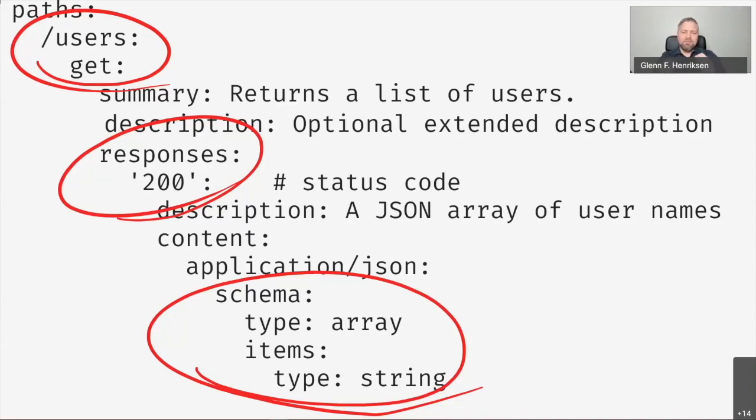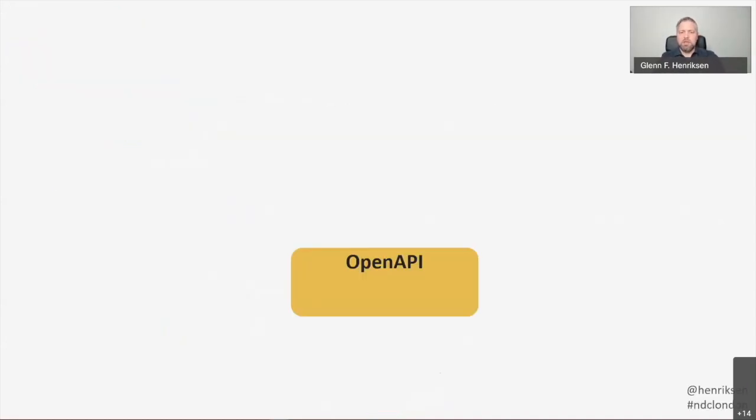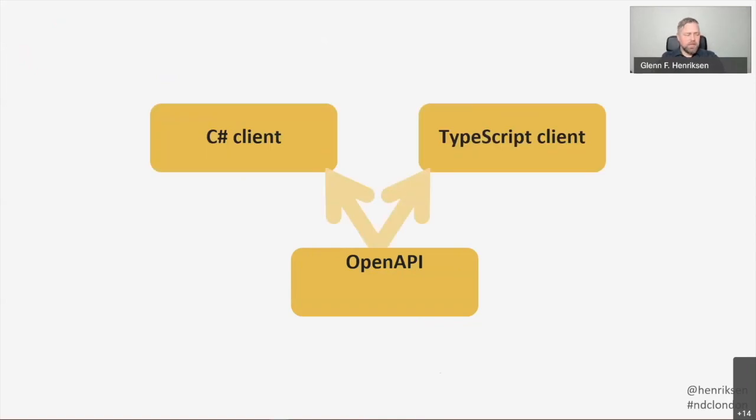That information is enough to generate clients. There can be a lot more information in here that will enable you to generate more, but you can consume that description file from various tools and automatically generate clients for various languages. You can, for instance, generate both a C# client and a TypeScript client from the same OpenAPI file.